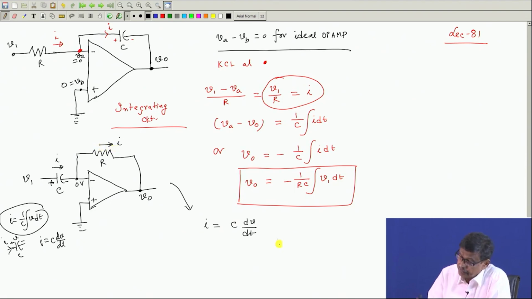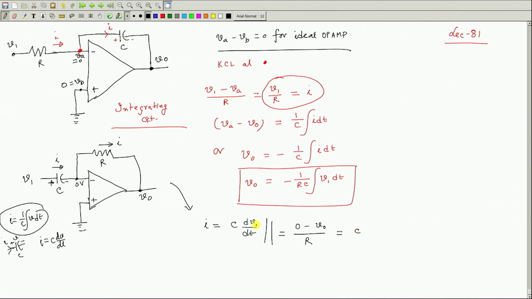Once you get that, this same I flows here. Therefore, I will say in this branch this current is 0 minus V naught divided by R, which has to be also this current, that is C dV1 by dt. Or I will say V naught is equal to minus R C dV1 by dt, is it not? This will be this.